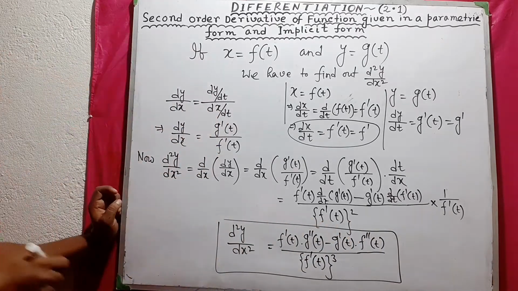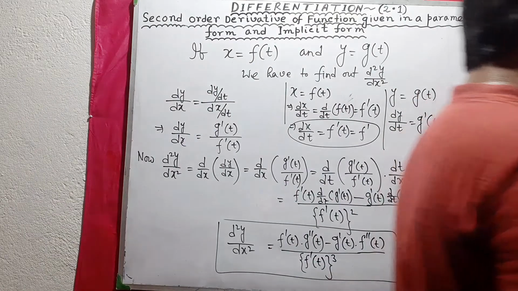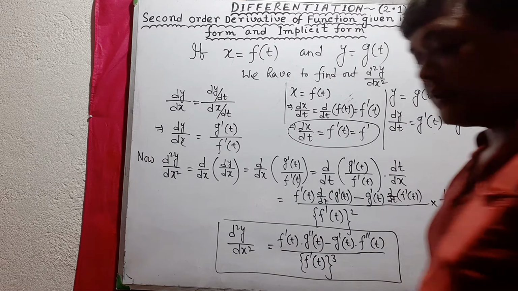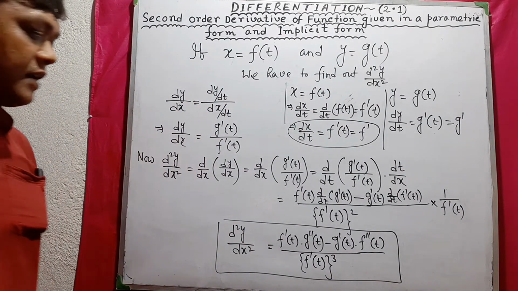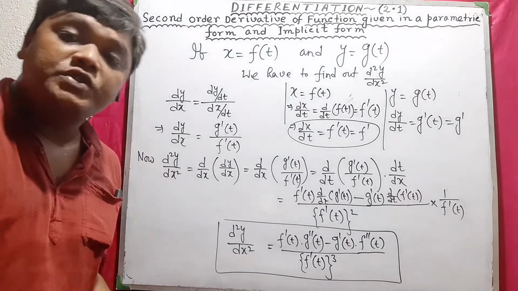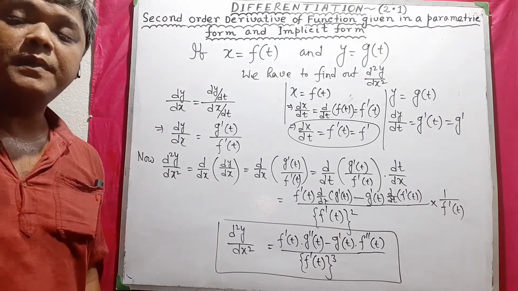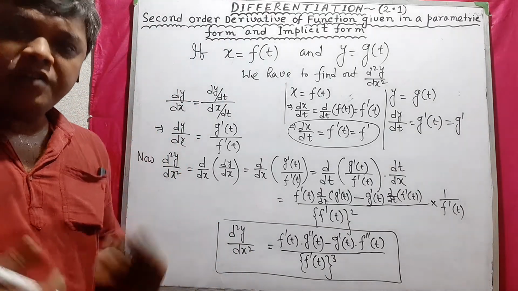So if x and y are parametric functions, that means x is a function of t and y is another function of t, then how to find d2y/dx2? I think it is clear to you, and we cannot use this formula. We will solve directly when this type of problem appears in front of you.